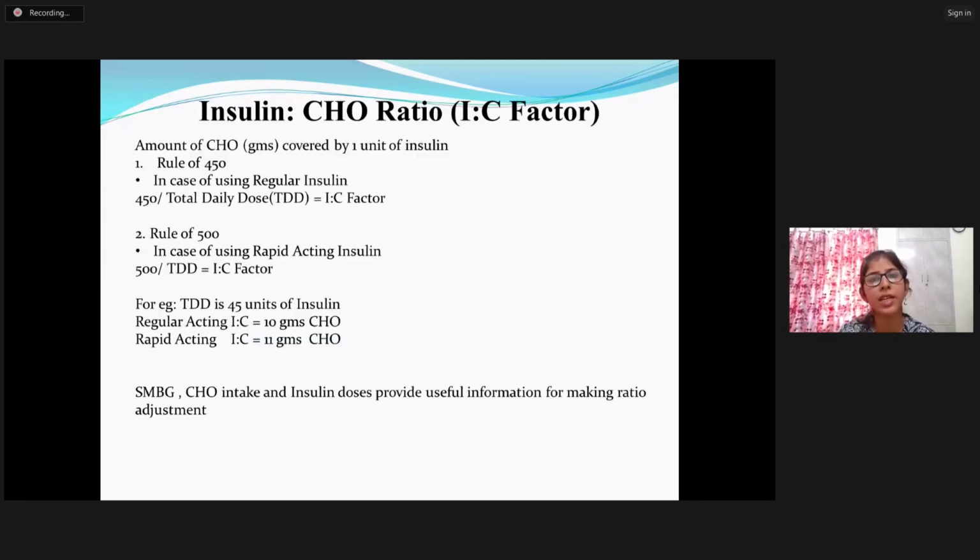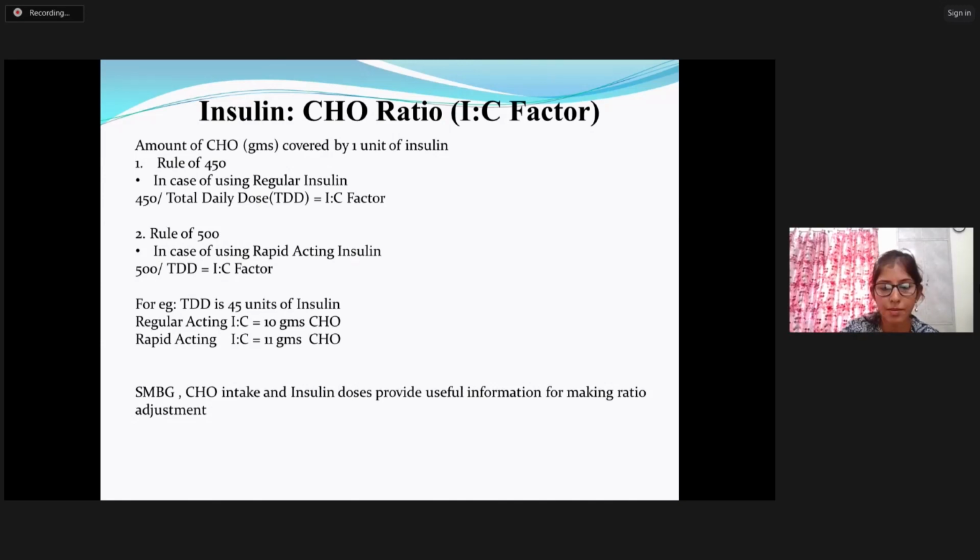Now coming to the insulin and carbohydrate ratio factor, which is utmost important, we have the rule of 450 and the rule of 500. So 450 divided by the total daily dose which is being prescribed will give us the amount of carbohydrate that 1 unit of insulin will metabolize.